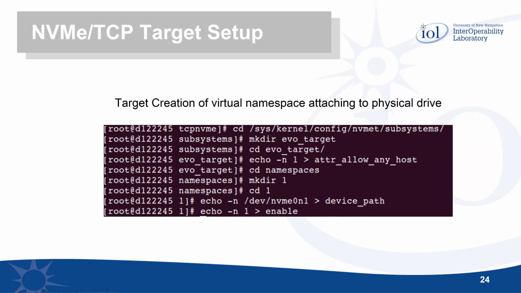And as well, we needed to then create a namespace, which you could think of as a virtual fabrics target creation, so that it is mapped to the first namespace that's actually on the physical drive. And that's what the second to last echo statement is doing, making sure that you can map that namespace to the physical drive. Again, this is all in the target setup.